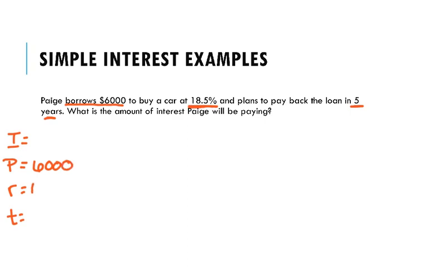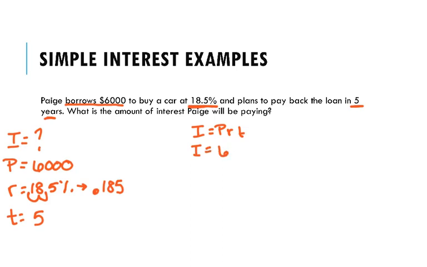Your rate is 18.5%. But remember, you have to convert that to a decimal, so 2 spaces. So really now that's 0.185, and then time is 5 years. So filling in the formula, I is equal to PRT. I is what you don't know, so that's what you're solving for. Your principal is $6,000, your rate is 0.185, and then time is 5.